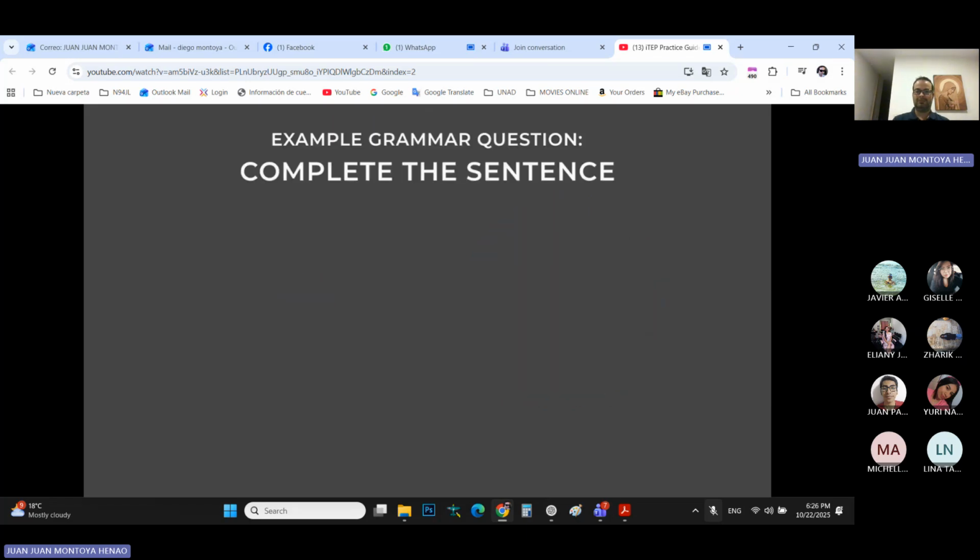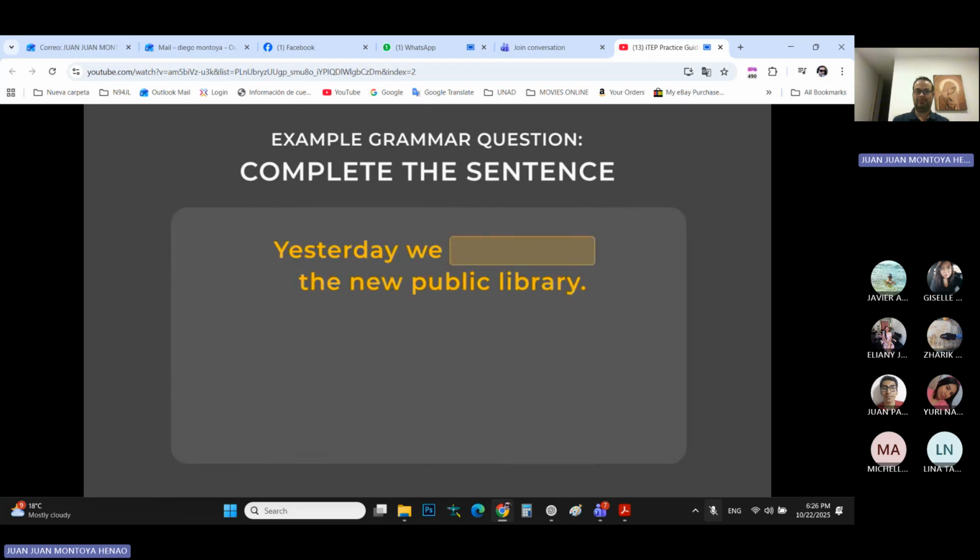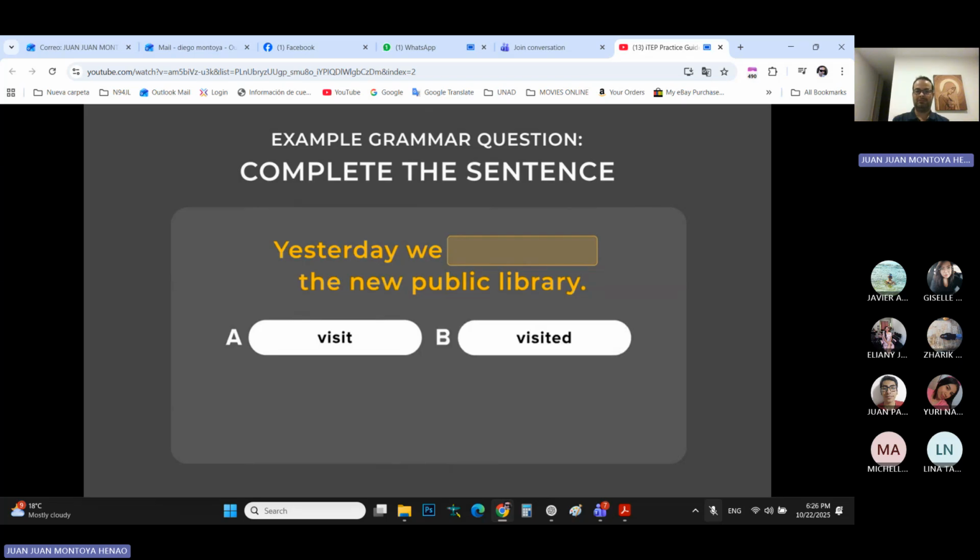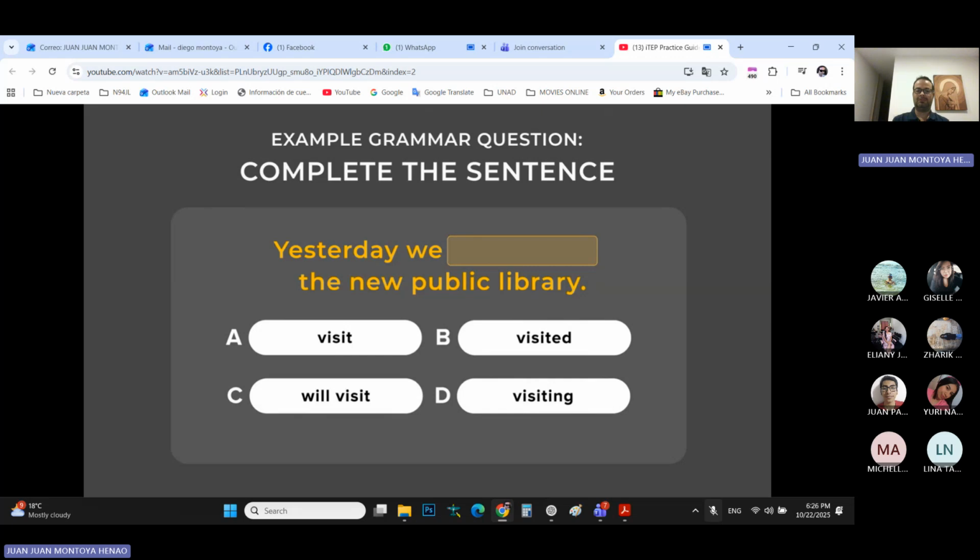For example, complete the sentence. Yesterday we blank the new public library. Is it A, visit, B, visited, C, will visit, D, visiting? If you chose B, visited, that's correct.